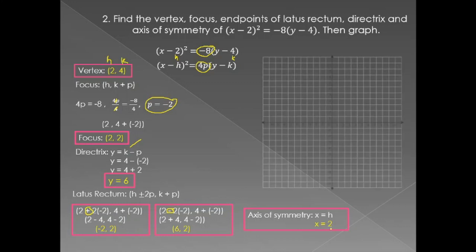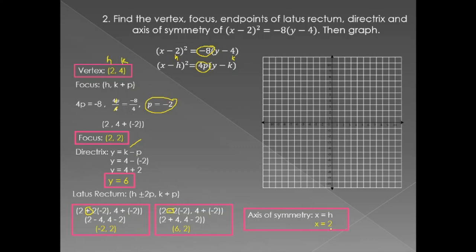And then graph na natin siya. So for the vertex, we have 2, 4. So nasaan ang 2, 4? So nandito siya. So that is 2, 4. Next. For the focus, we have 2, 2. So ito po ang ating 2, 2. And then for the latus rectum, meron tayong negative 2, 2. So nandito siya. And then positive 6, 2.